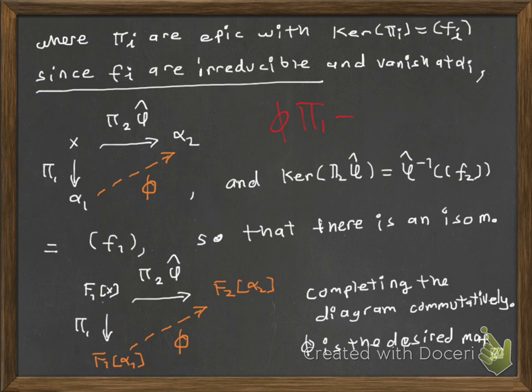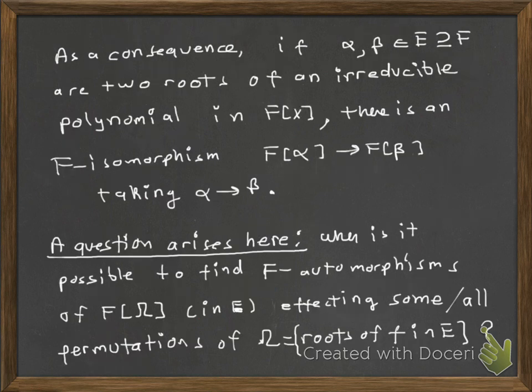And it's easy to check such details as phi being an isomorphism, taking alpha 1 to alpha 2 as desired. Again, here's a special case. In the special case of a single extension where alpha and beta are roots of the same irreducible polynomial, this means there's an F-isomorphism between these two extensions mapping alpha to beta.